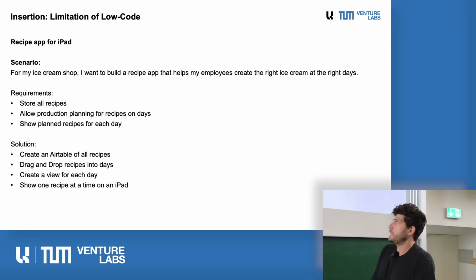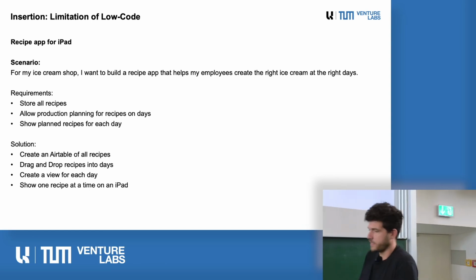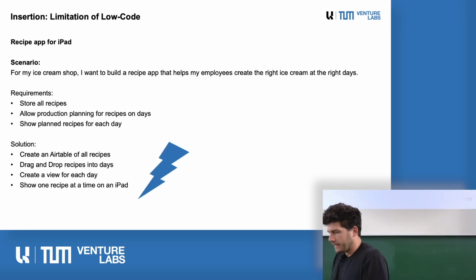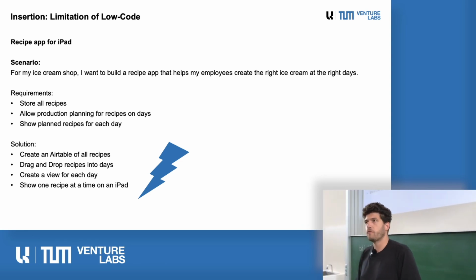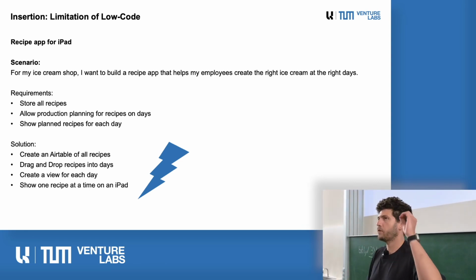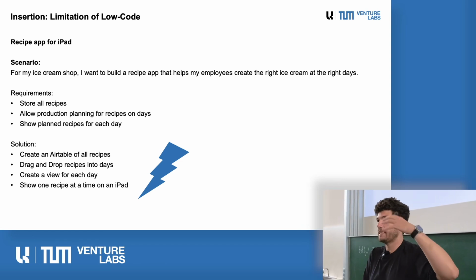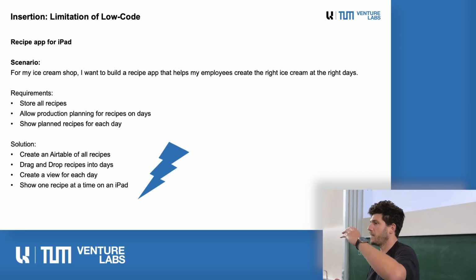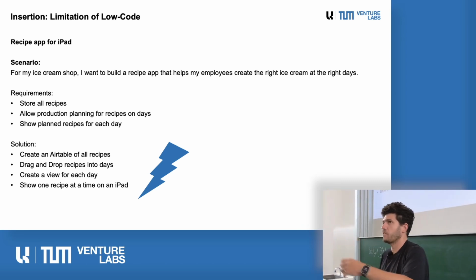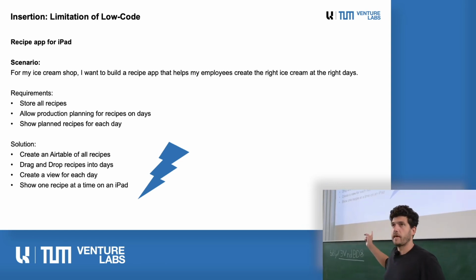So the solution seems easy enough. Create an Airtable for all the recipes, drag and drop the recipes into days, create a view for each day, and show the recipes one at a time on the iPad. This is where everything got insanely complicated. Recipes are a specific form of data because you know that recipe A needs an unspecified amount of different ingredients, and for this unspecified amount of ingredients, we need an unspecified measure of it, it could be grams, it could be a volume. So Airtable cannot work with unspecified data like that.